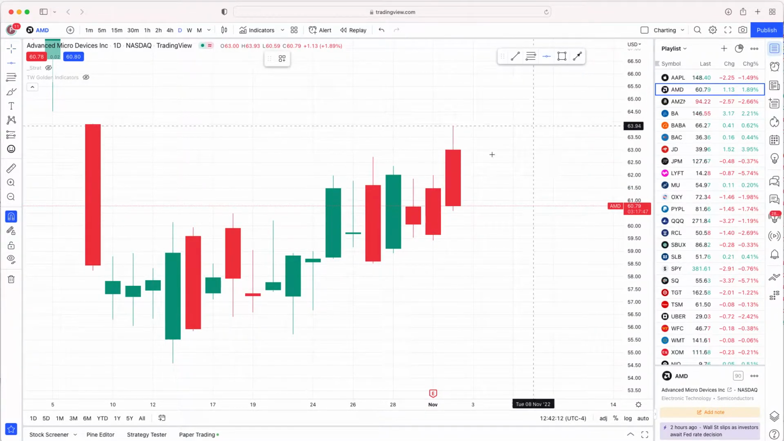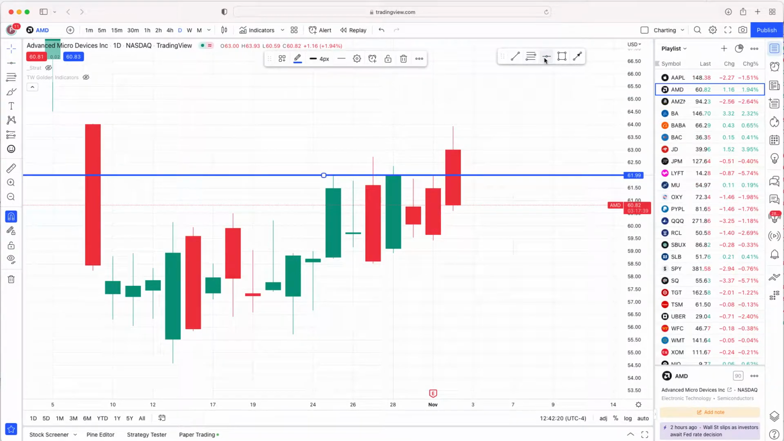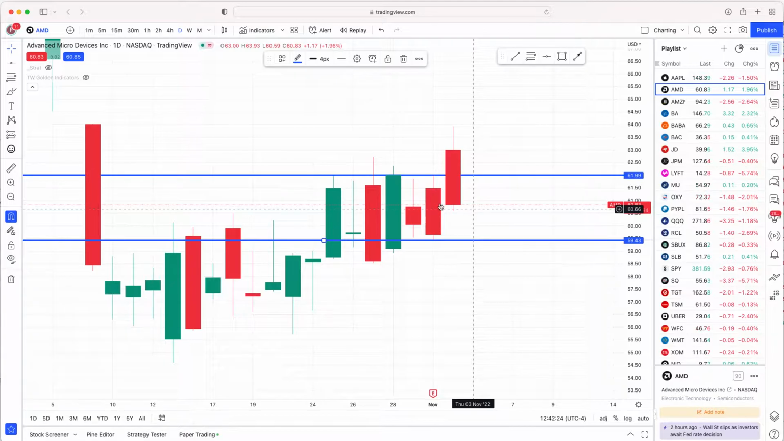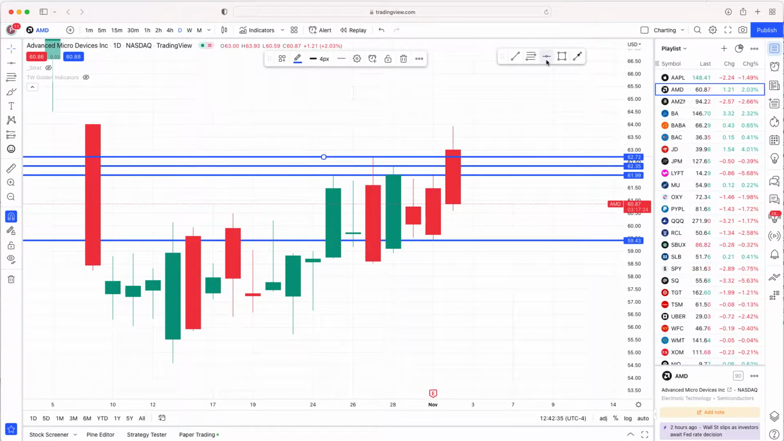AMD printed an outside buy yesterday, which means we took out both the high of Friday and the low of Friday. So we have that right over there, and we also have this over here. Those were the lows, and we have our low from Friday and also our low from Thursday of last week.